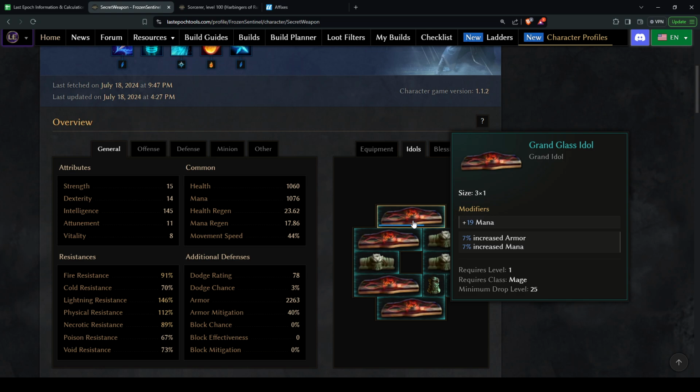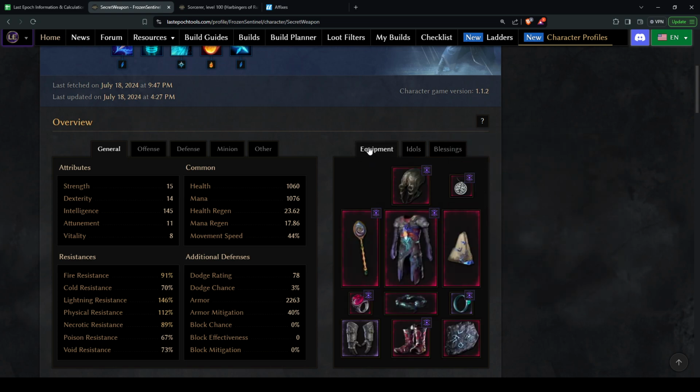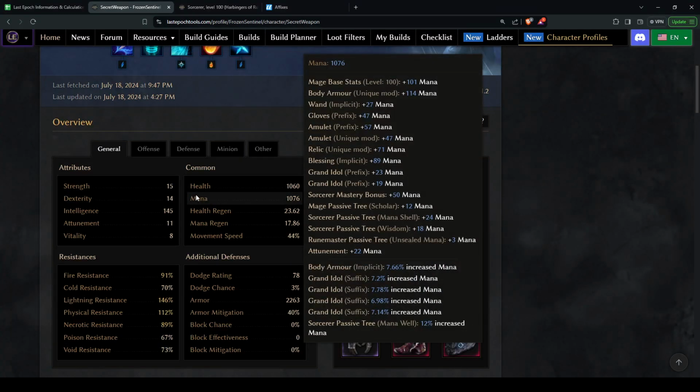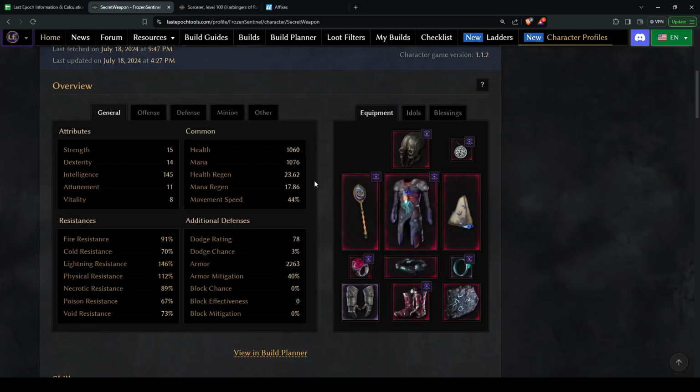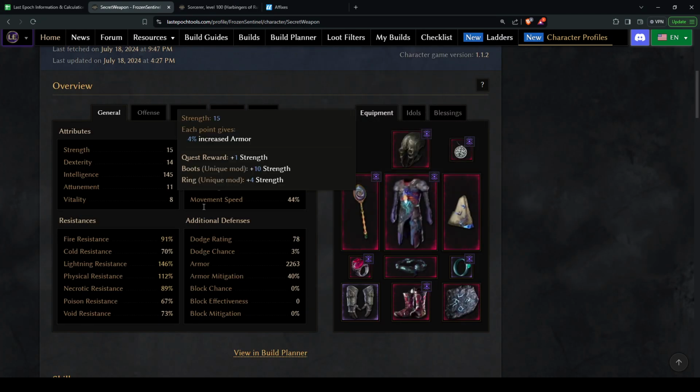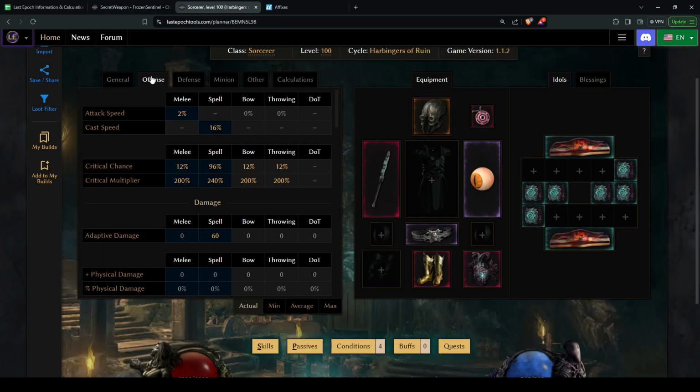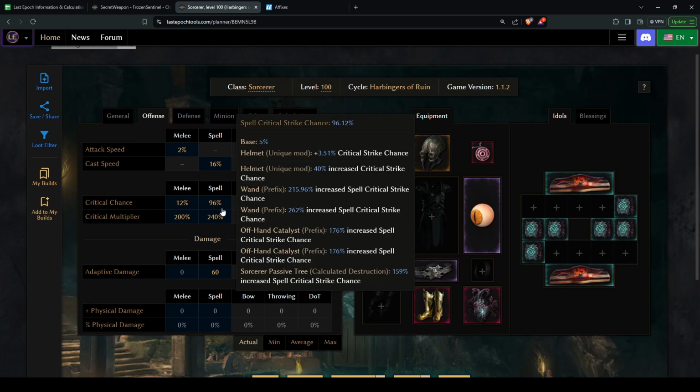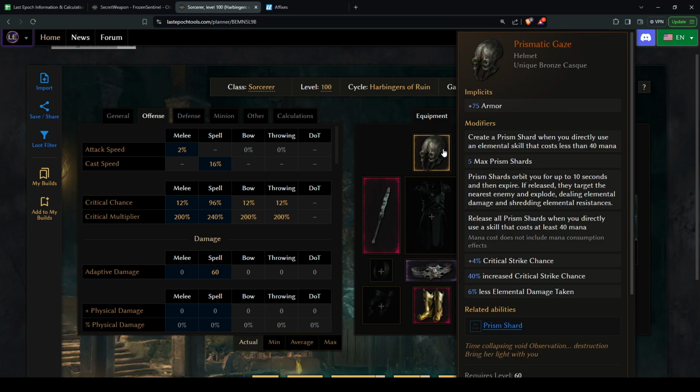If you've ever imported a character into Last Epoch Planner and looked at the items, you might have noticed that some of the details in the character sheet don't end up matching. For example, if you look at the spell crit in the character sheet, you'll notice that in some of the items there are actually decimal places. Here you can see the Prismatic Gaze says 3.51% plus base crit chance. When you look at the item itself, it says plus 4%.